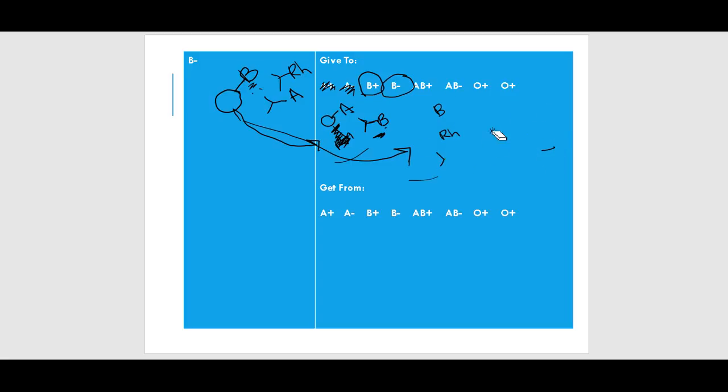Let's look at AB positive and AB negative. AB positive blood has A antigens, B antigens, and Rh antigens. So the blood does not have antibodies against anything. Okay? So we could put this blood cell into this blood and we would not have a problem. There are no antibodies to attack this B.